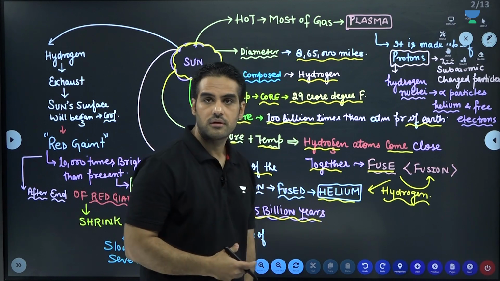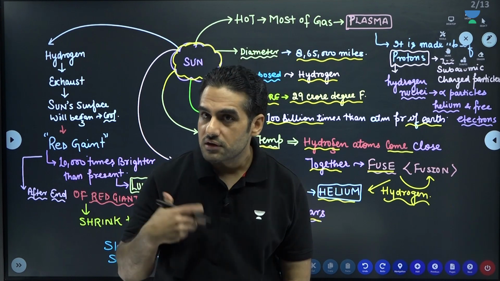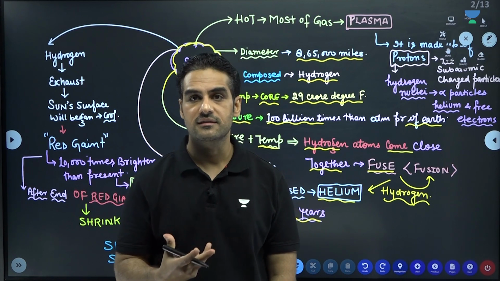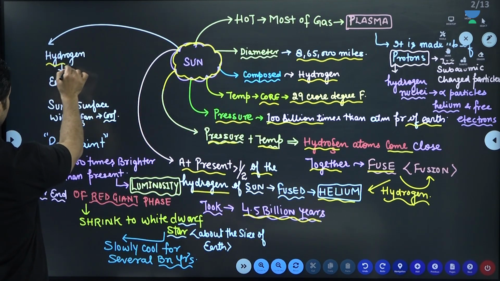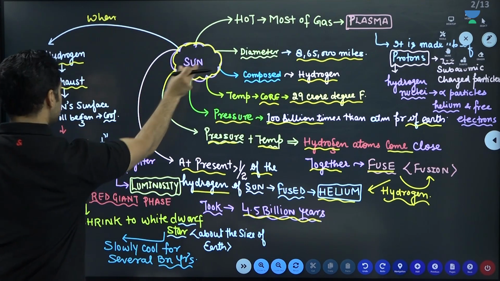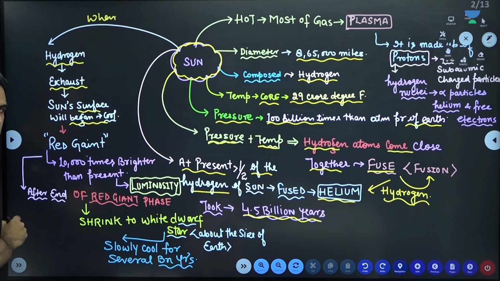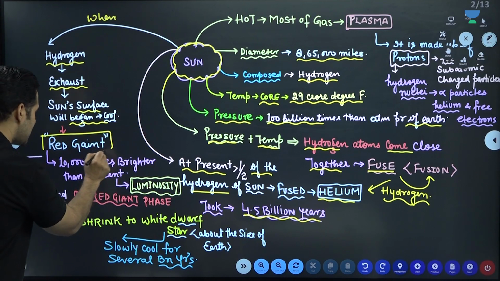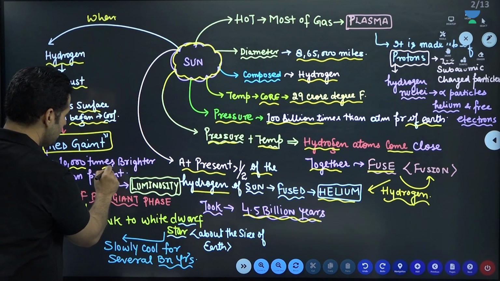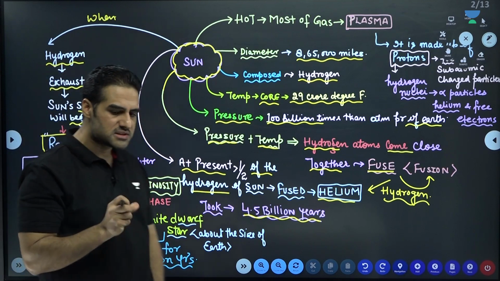Now, what will happen when all the hydrogen present in the sun converts into helium? It means what will happen when the hydrogen is exhausted completely in the sun. When hydrogen present in the sun completely exhausts, the sun's surface will begin to cool. That point is called red giant. It means at that point, the sun will be 10,000 times brighter than the present luminosity.